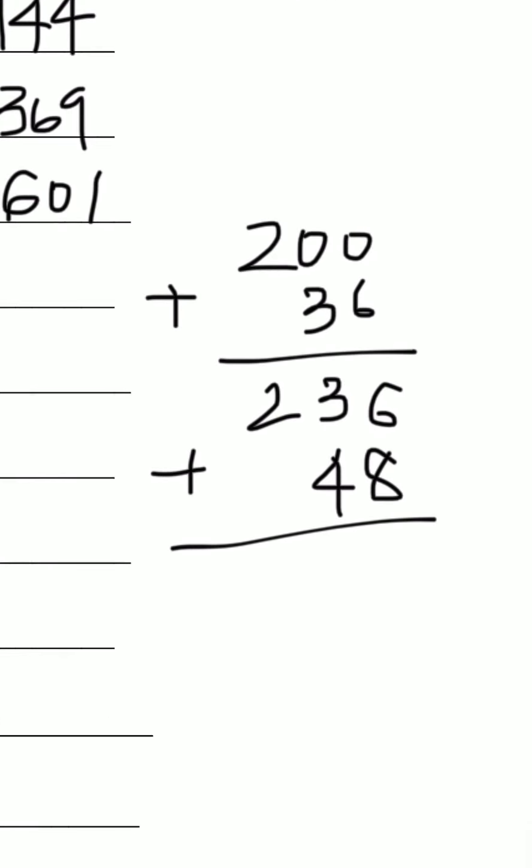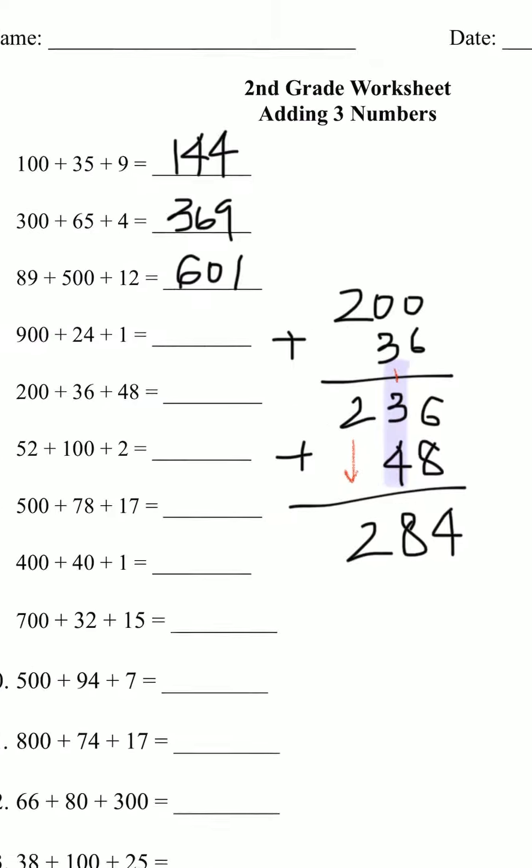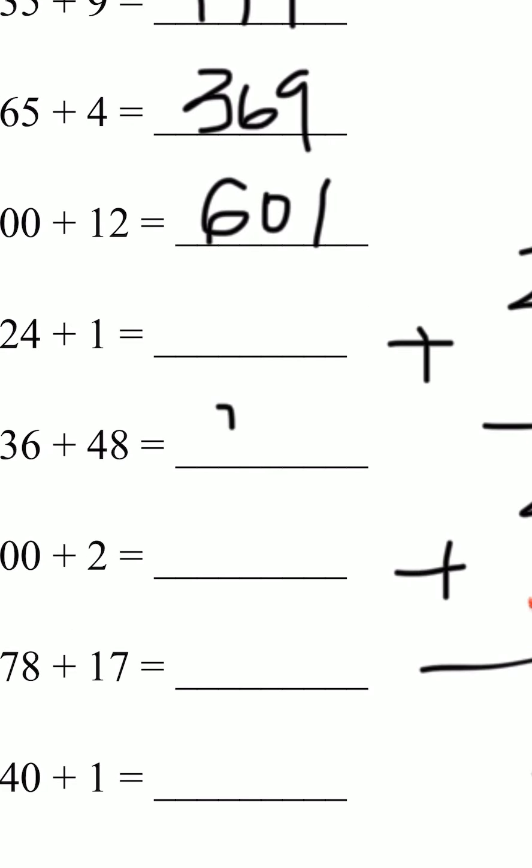6 plus 8 is 14. So the 1 goes up. And now we're adding 1 plus 3 plus 4. That is going to be 8. And the 2 drops. So we have 284 for number 5.